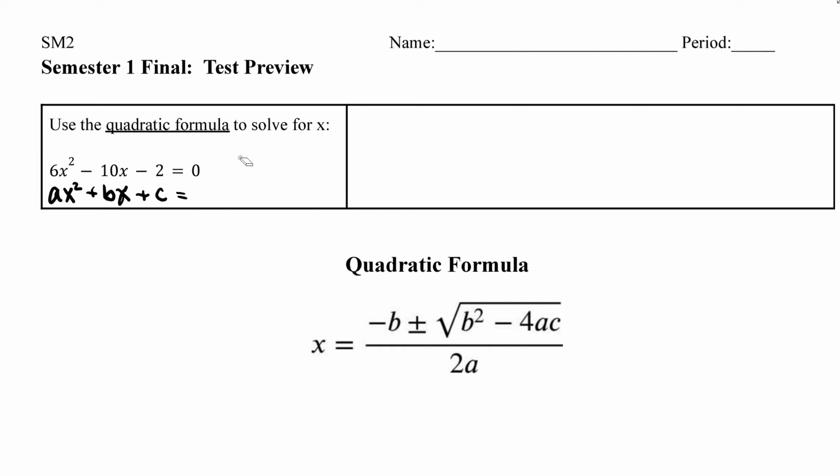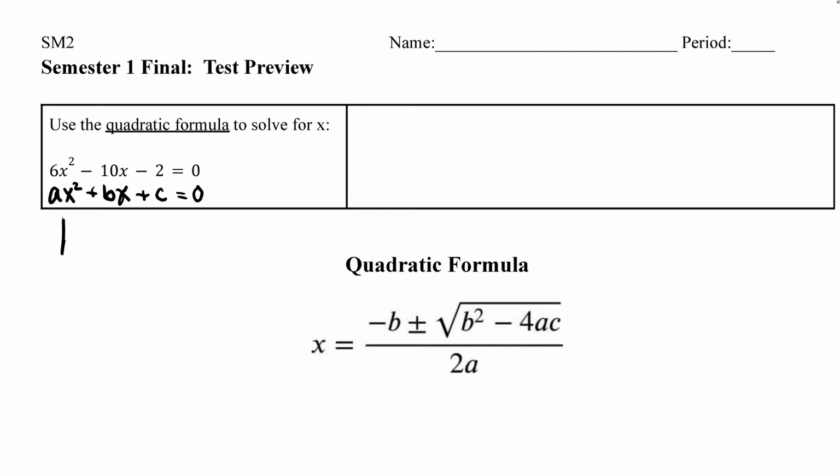It could be equal to y. It could be equal to f of x. We have it equal to 0 because we're looking for specifically the places they call zeros, or the places where it crosses the x-axis, or the x-intercepts. So we'll go ahead and leave it here as 0.